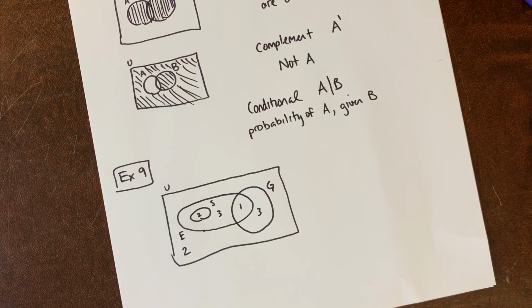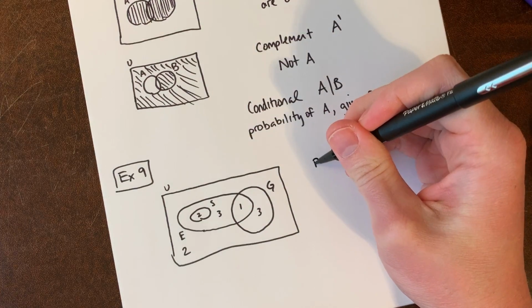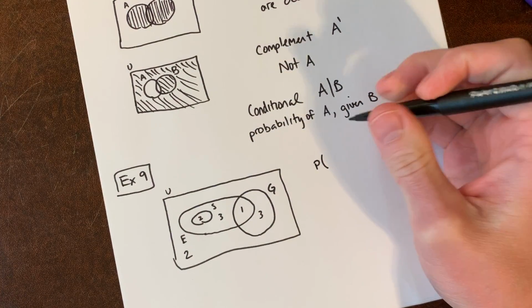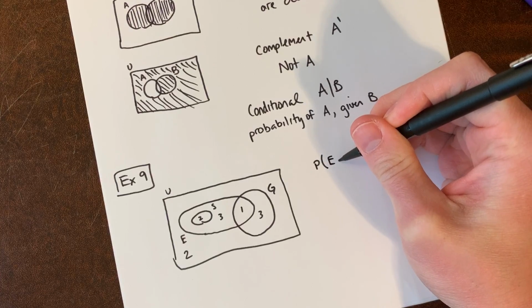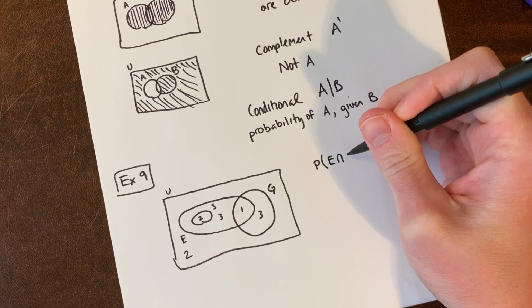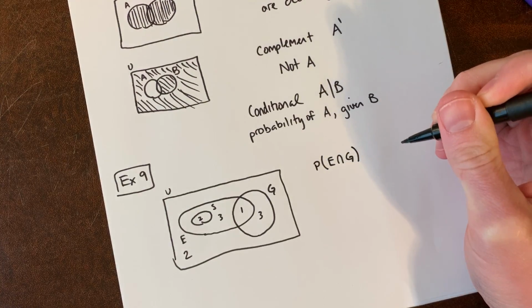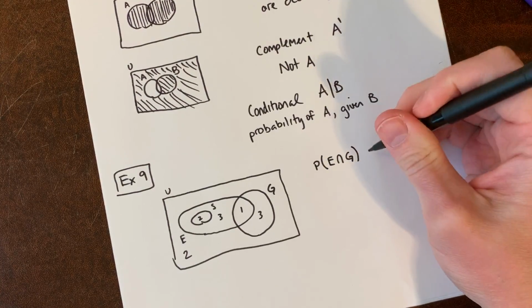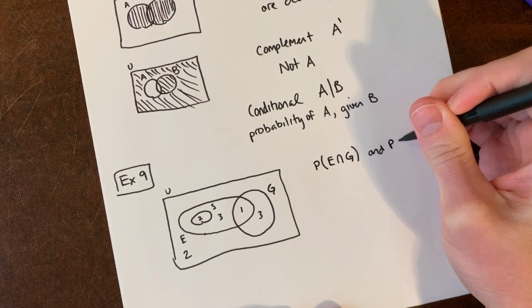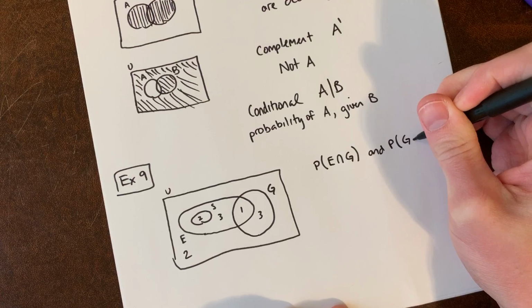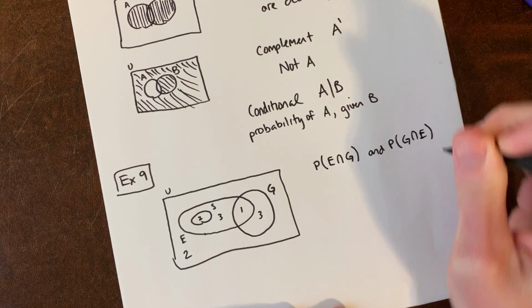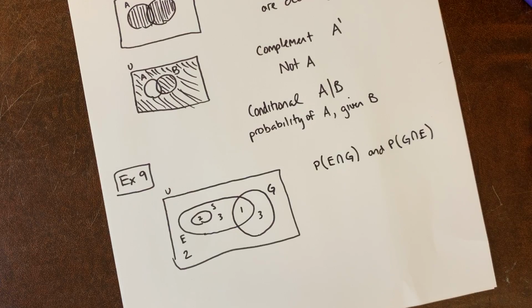So we want to find some probabilities here, and they're using kind of complex notation to ask us what these probabilities are. So the first probability is what's the probability that a student is in the intersection of E and G, and G and E. All right, so two intersections here.